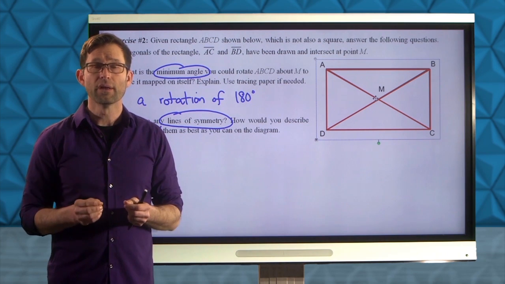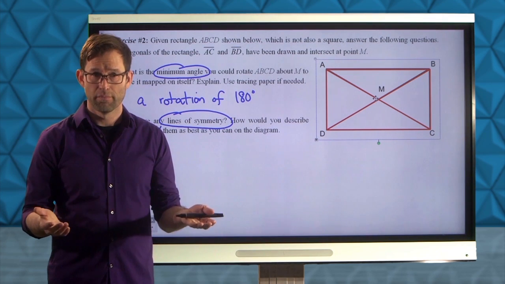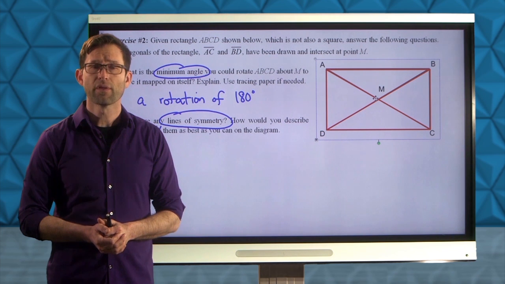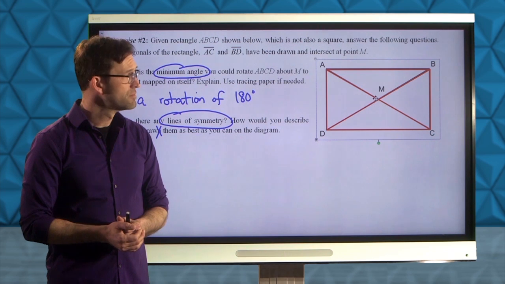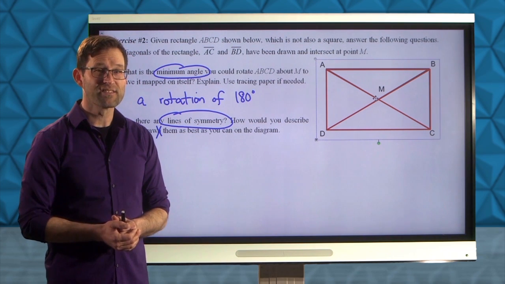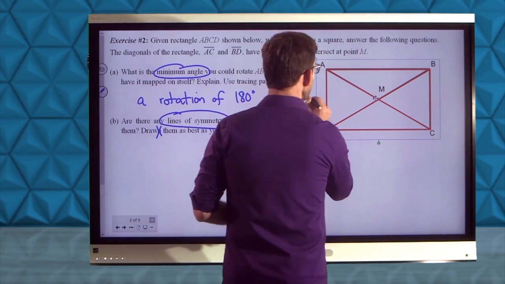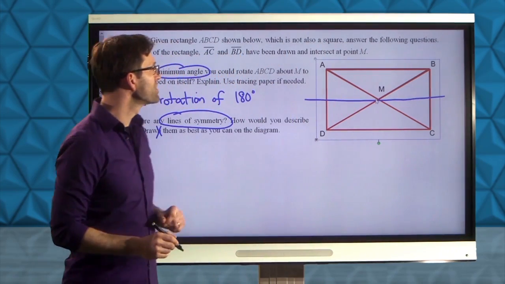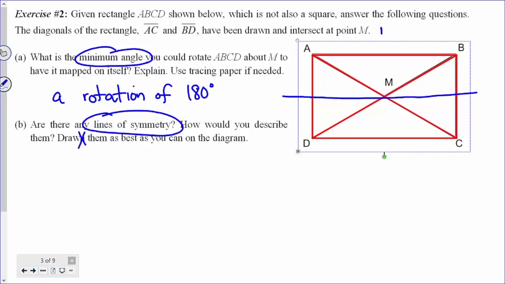A line of symmetry is a line that you can reflect the object over and it will be a symmetry. It will map onto itself. So are there any lines of symmetry? Think about this for a moment. And the answer is yes. There are two distinct lines of symmetry. One line of symmetry is a horizontal line that passes through the midpoints of sides AD and BC. And another line of symmetry is one that's vertical.